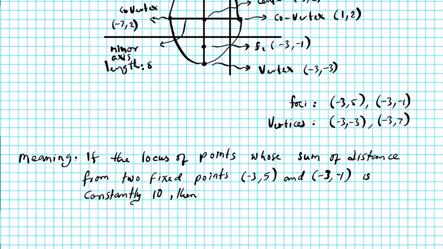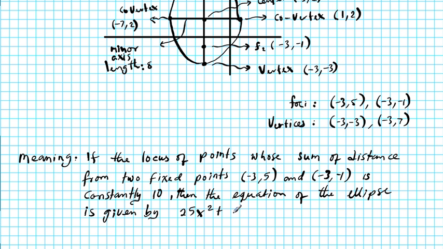then the equation of the ellipse is given by the original equation, which is 25x squared plus 16y squared plus 150x minus 64y minus 111 equals 0. So basically that's what this whole story means.